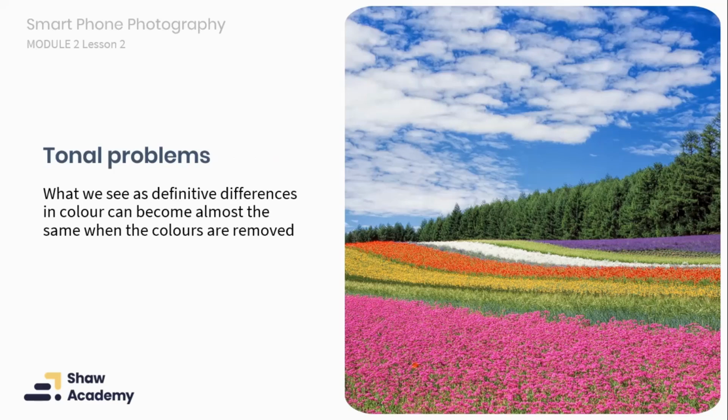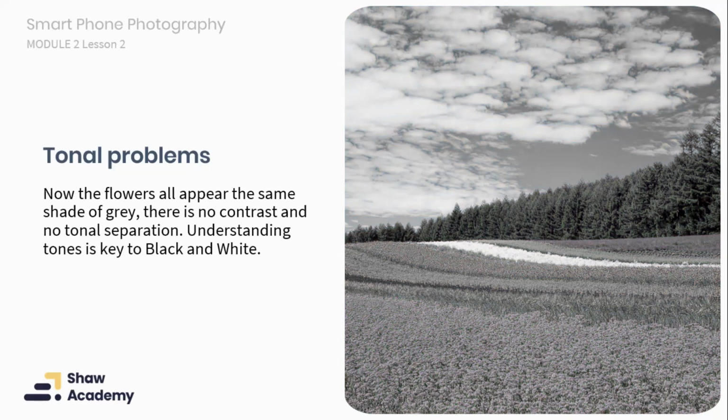So here we've got a nice photograph, lots of very colourful flowers, lots of nice separation with the sky, deep blue sky, that green line of the trees, and then all of those wonderful colours throughout the field. We turn this into black and white, and it becomes very hard to distinguish between all those flowers. It becomes quite flat. There's no contrast.